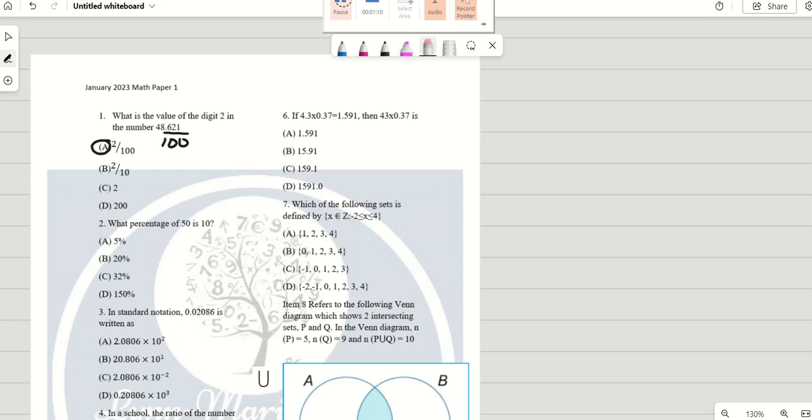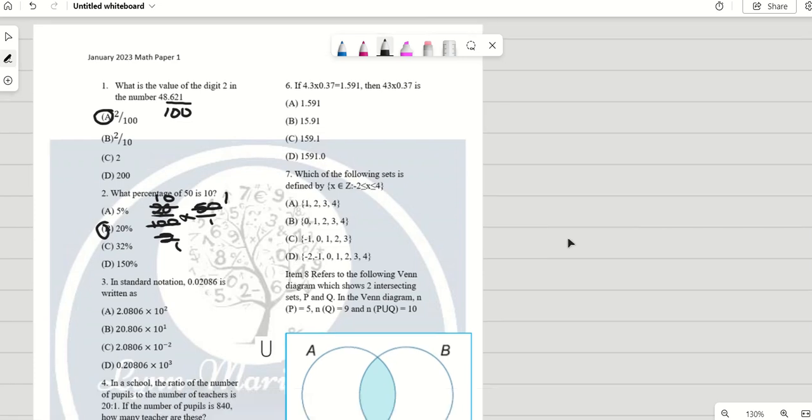Okay, so let's check 20. That's 20 over 100 multiplied by 50 over 1. 50 into 50 is 1, 50 into 100 is 2. 2 times 1 is 2, 2 times 10 is 20, 20, 10. So the answer is B, 20%. So you can use the answers that they gave you to get back what they said in the question. So the answer for this one is B.